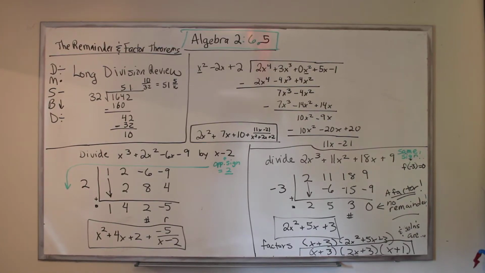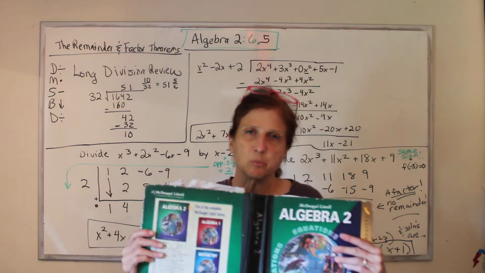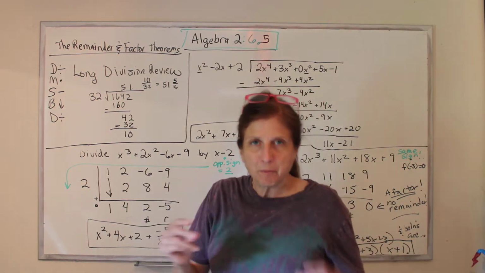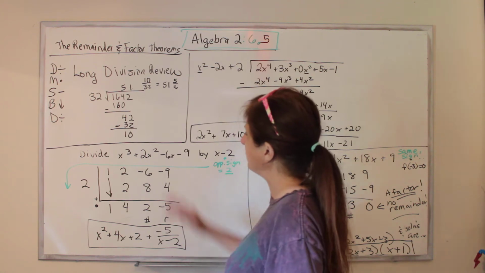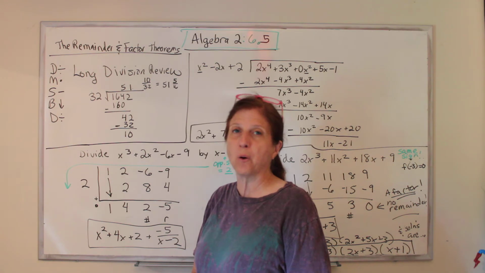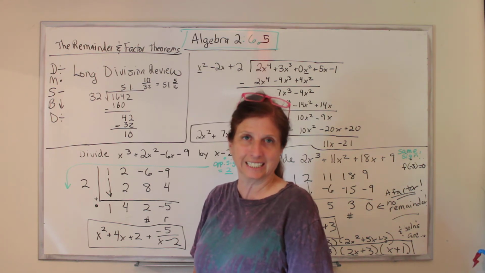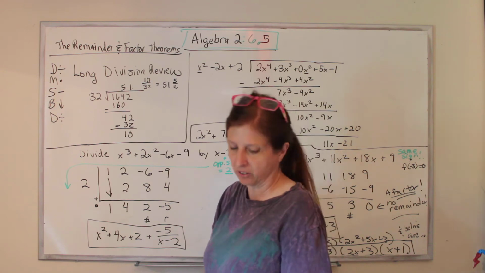Welcome back to Algebra 2, Chapter 6, Section 5 in this book. And we're going to do some fancy math. Woohoo! Fancy math! It's called the remainder and factor theorem, but it has to do with division. And in particular, long division, your favorite kind. Alright, so first we're going to remind you how to do long division.